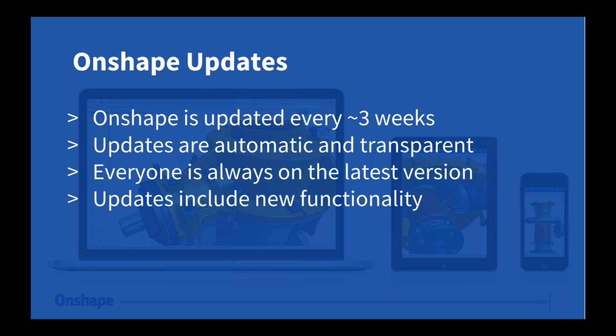And again, you don't have to do anything. They're automatic and transparent. They're done in the background. So it's really unique to Onshape. It means that everyone's always on the latest version in Onshape. You never have a scenario where you are using an older version of Onshape. That doesn't exist. Everyone using Onshape is on that same version.